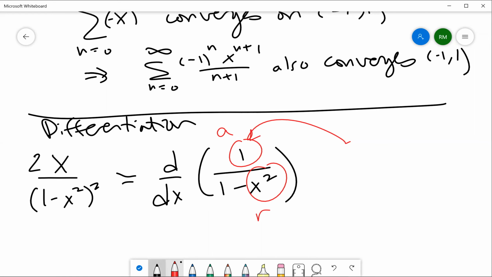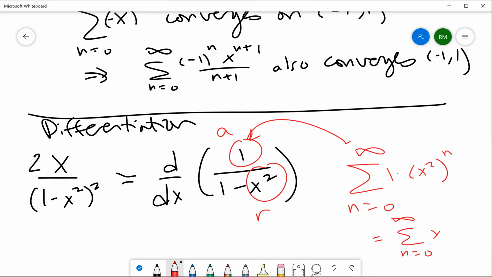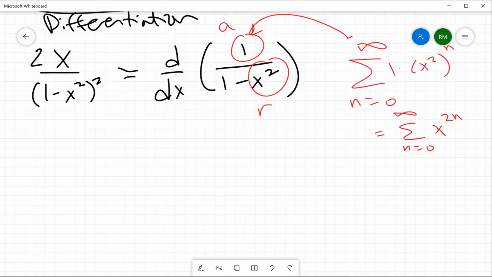So this will be equal to the sum from n equals 0 to infinity of a times r to the n. So 1 times x squared to the n, or in other words, the sum from n equals 0 to infinity of x to the 2n. Okay, so that's what this is equal to.